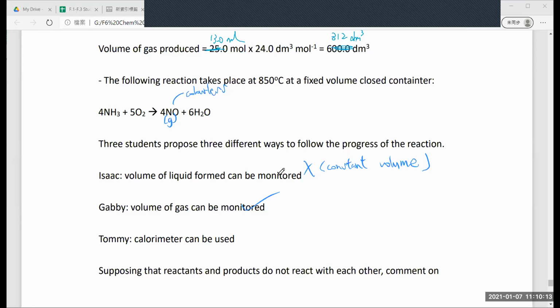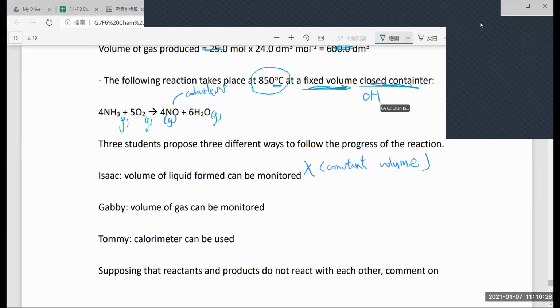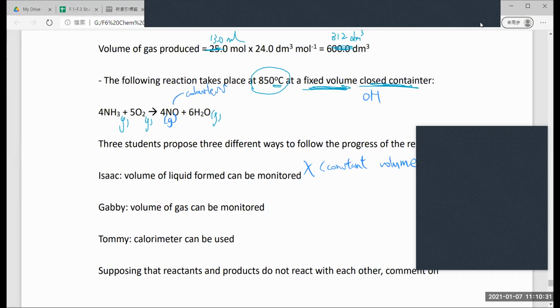Okay, now take a look at this fixed volume closed container, 850 degrees Celsius. So all those are in gas form, right? First of all. Second, brown gas. Which one is brown gas? Which one is brown gas? There aren't any brown gases.